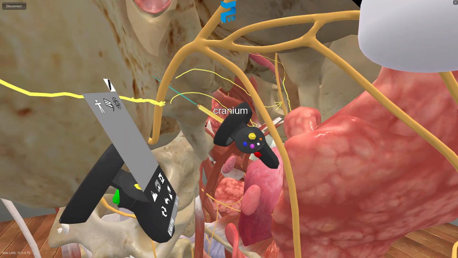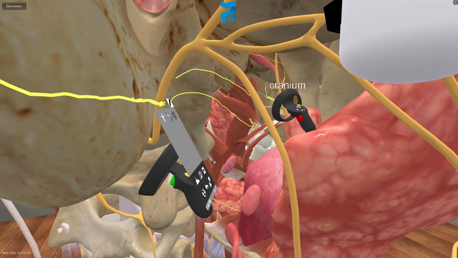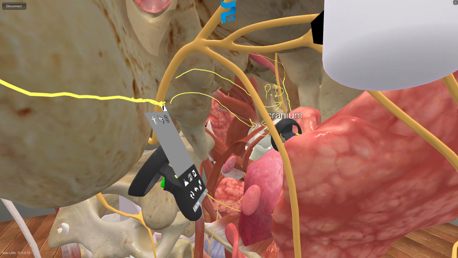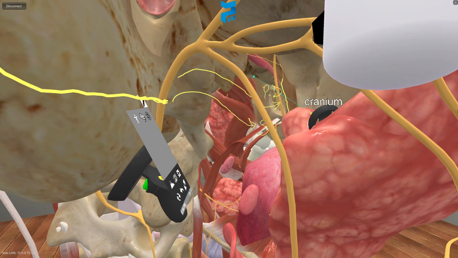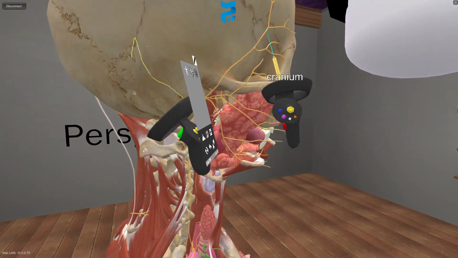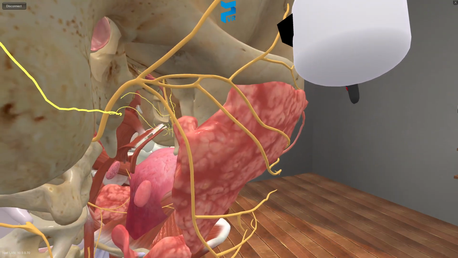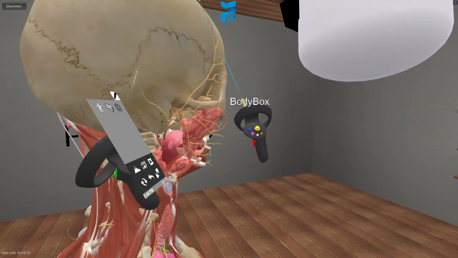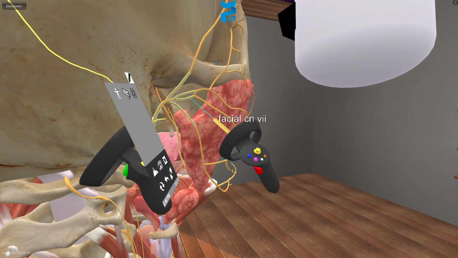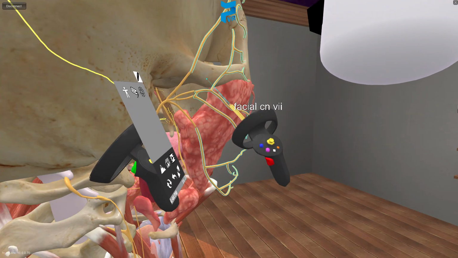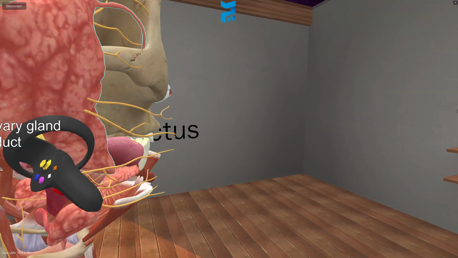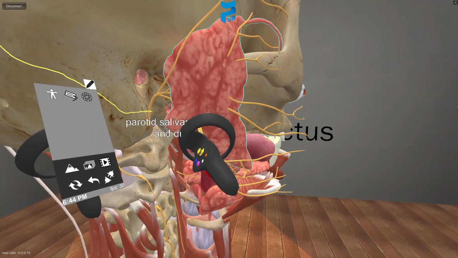Continuing distally, we can see the nerve to the posterior belly of digastric and stylohyoid muscles that directly enter the muscles to provide skeletal motor innervation. As we continue to follow its course and come up on its terminal branches, we see the nerve enter the parotid gland, forming the parotid plexus.